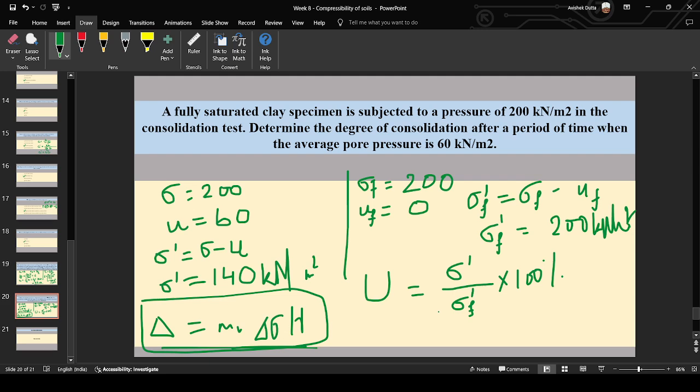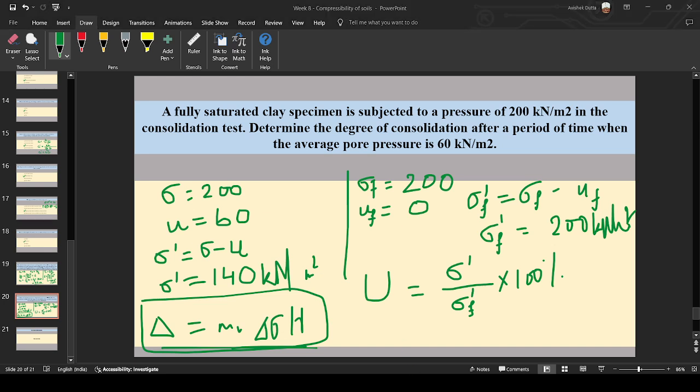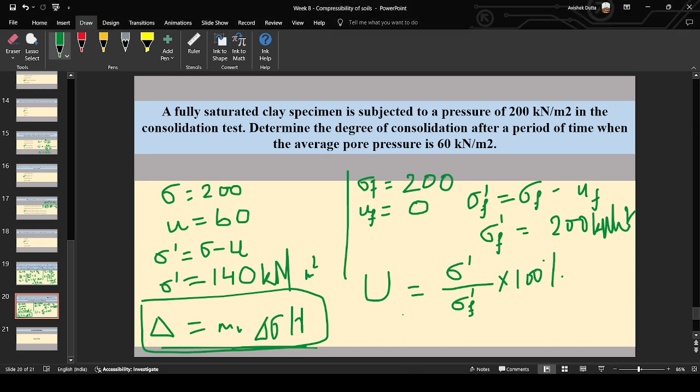Just a moment, I'll just check the initial formula once. Yes, del, this is the settlement or the change in the thickness. It is equal to mv del sigma into h.